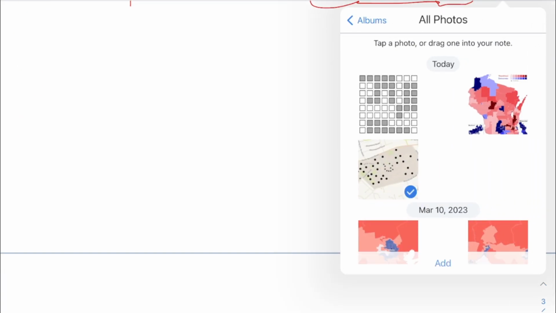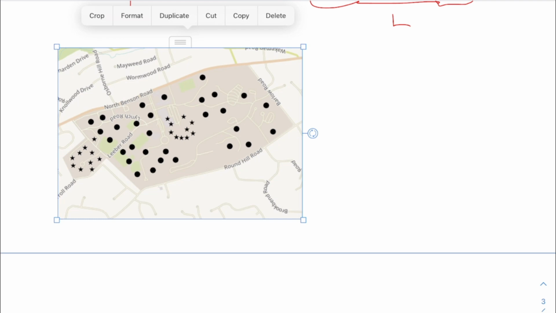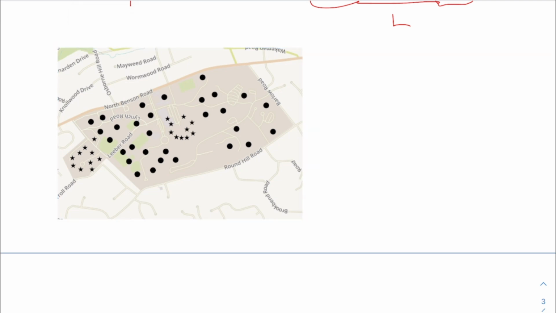This is maybe a more realistic example. This is a map of our dear university campus, and it has dots on it. So this time the two parties are the circles and the stars, right? And I would like to do a similar thing where we're going to try to divide them up in different ways to get different outcomes.